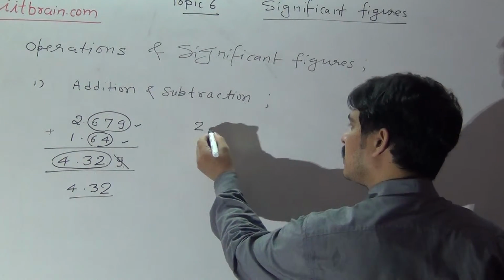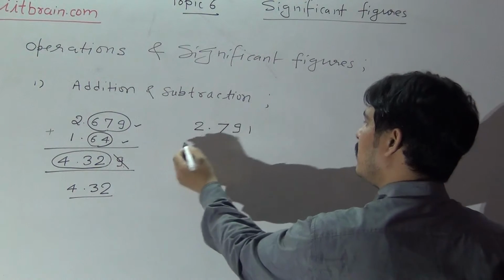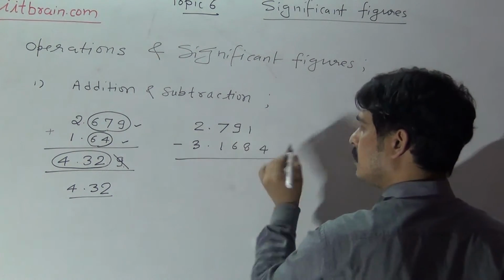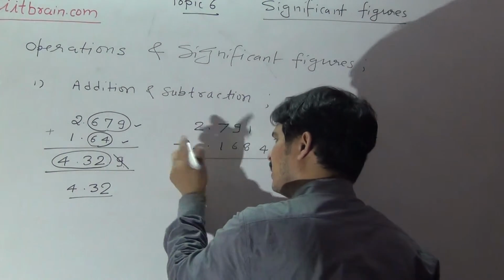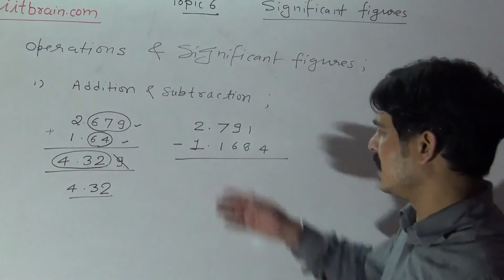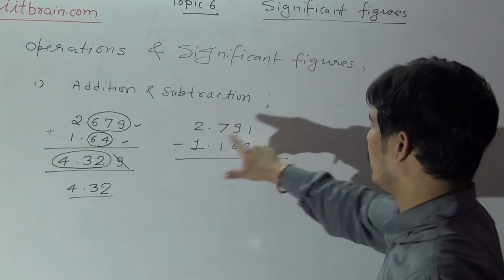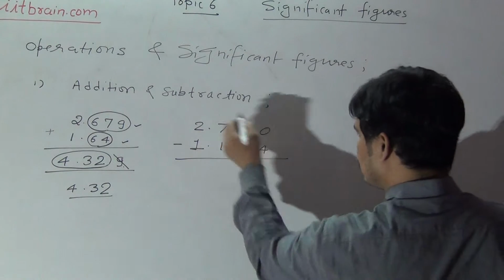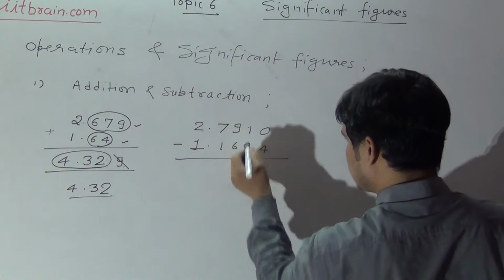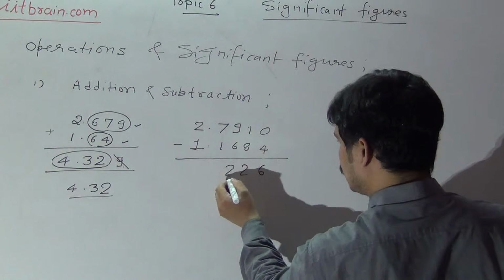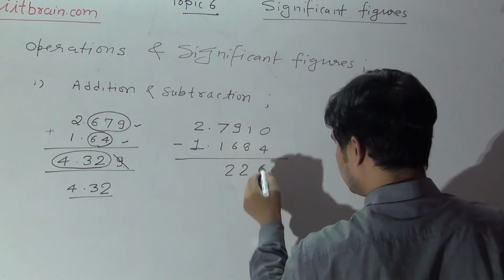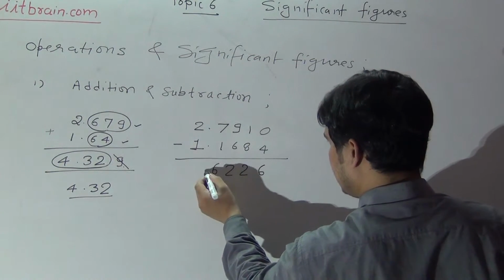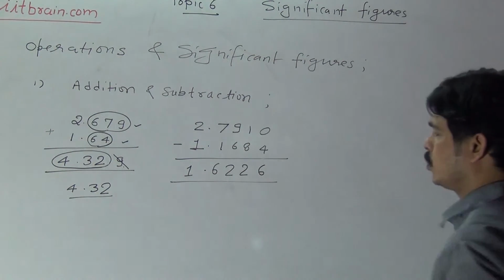Similarly, suppose you have the question 2.791 minus 1.1684. This is 2.791 and this is 1.1684. Then if you subtract this number from this number, you will get 1.6226.